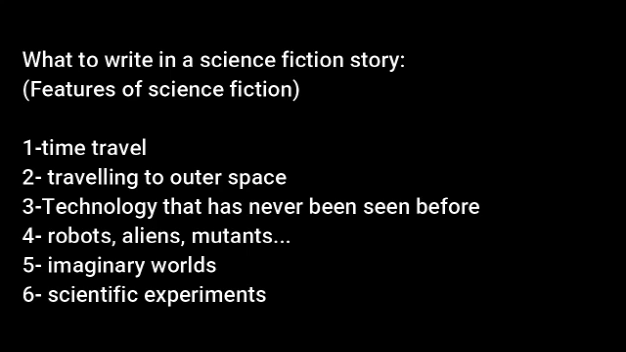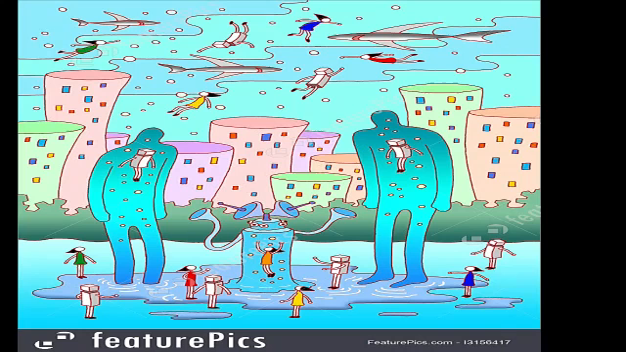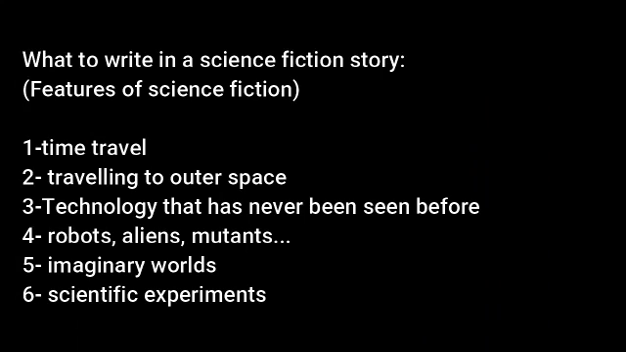The story can also be about an imaginary world, for example, an underground world or a world in water, and it can also be about scientific experiments. So these are the features of science fiction stories. In other words, if you are to write a science fiction story, you can write about time travel, traveling to outer space, technology that has never been seen before, robots, aliens, mutants, and so on. You can also write about imaginary worlds, and you can write about science or scientific experiments.